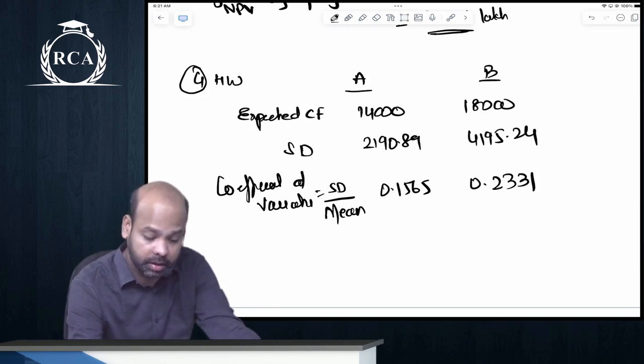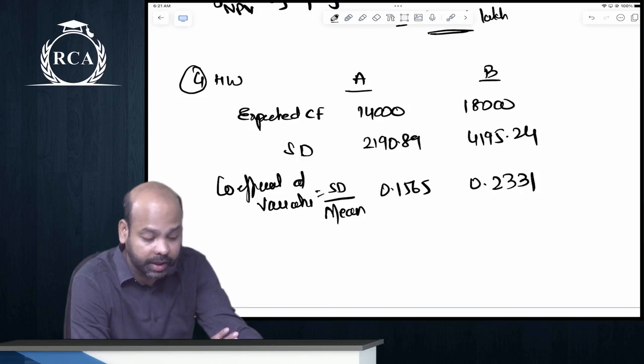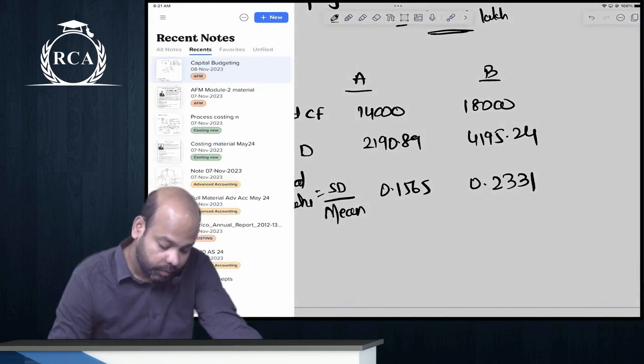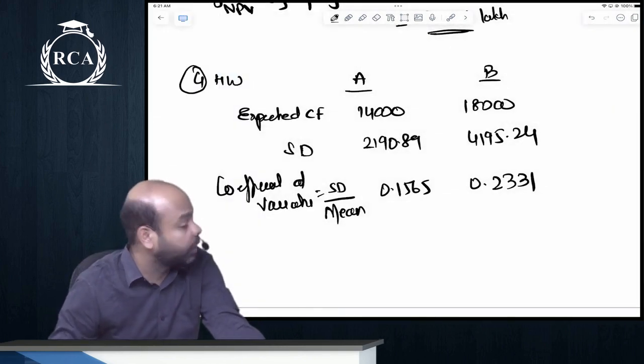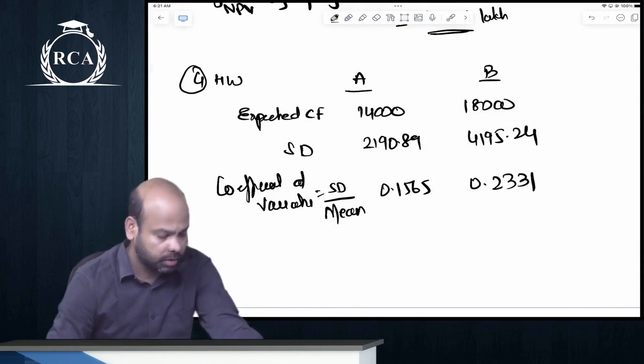So next, what was the other homework question? The 8th one. If there is a doubt, look at it. These are the answers to question number 4. Normal question, the expected cash flow and standard deviation came out, right?